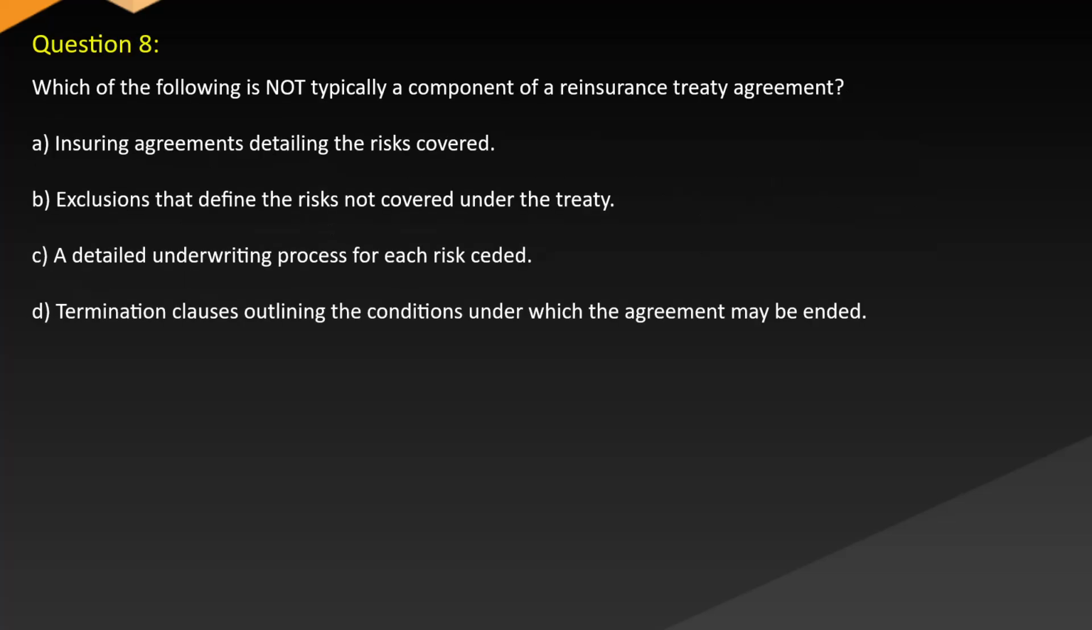Question 8. Which of the following is not typically a component of a reinsurance treaty agreement? A. Insuring agreements detailing the risks covered. B. Exclusions that define the risks not covered under the treaty. C. A detailed underwriting process for each risk ceded. D. Termination clauses outlining the conditions under which the agreement may be ended.